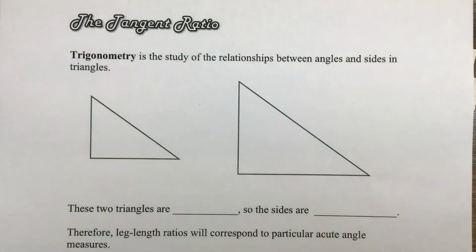The tangent ratio. There's a total of 3 ratios that we're going to be looking at. The other 2 are called the sine and the cosine. However, we'll be looking at those separate from this video. And all of this is going to be about the study of trigonometry. Trigonometry is the study of the relationship between angles and side lengths in triangles.